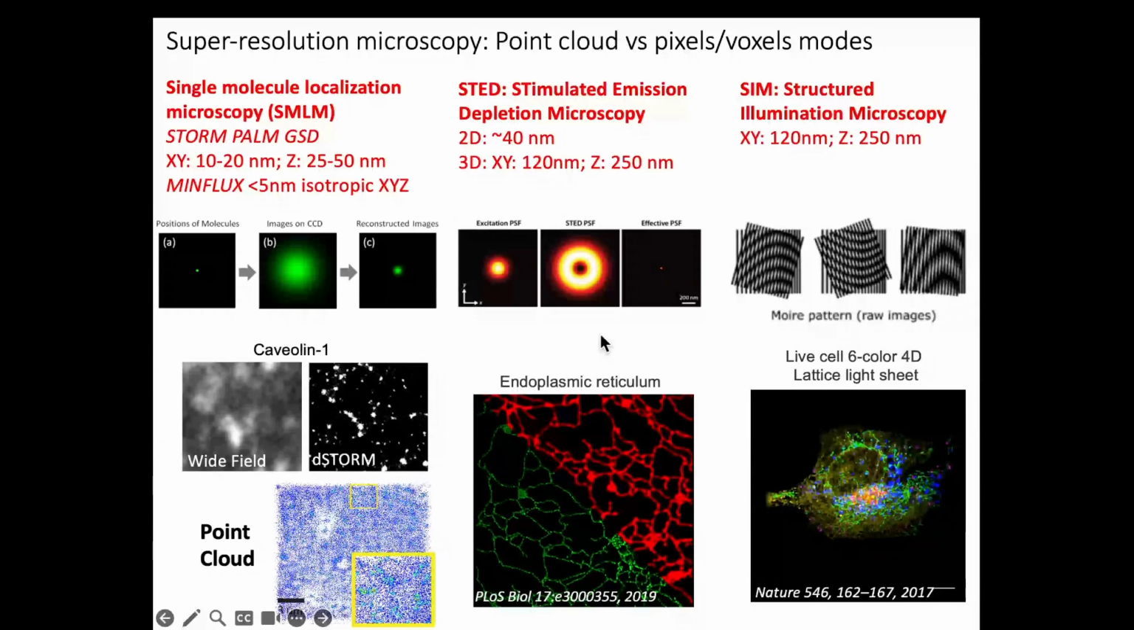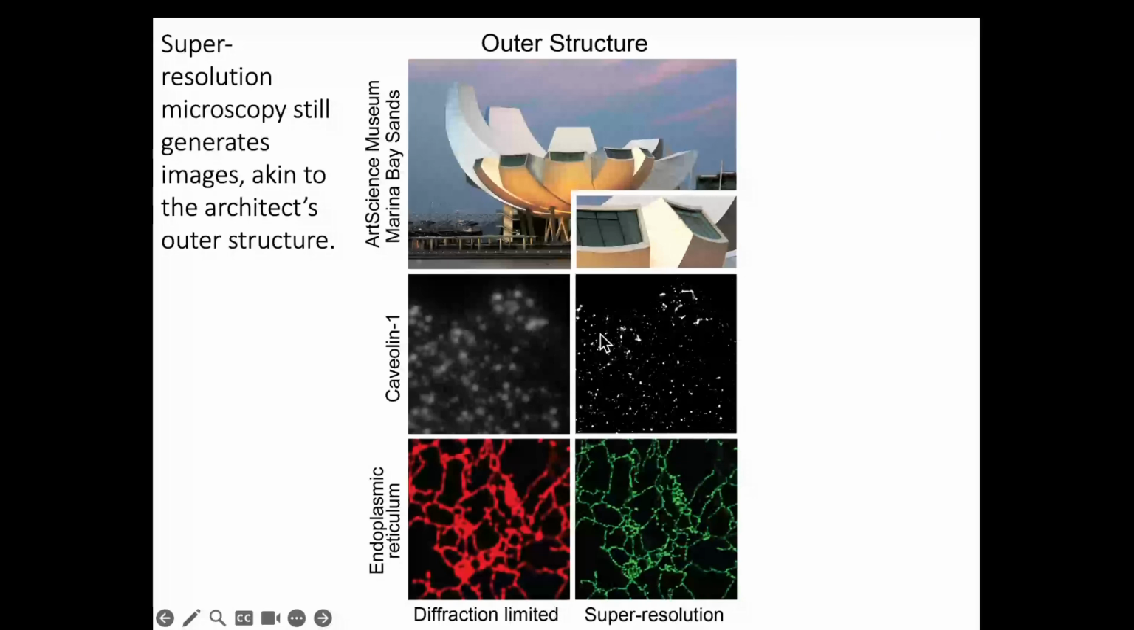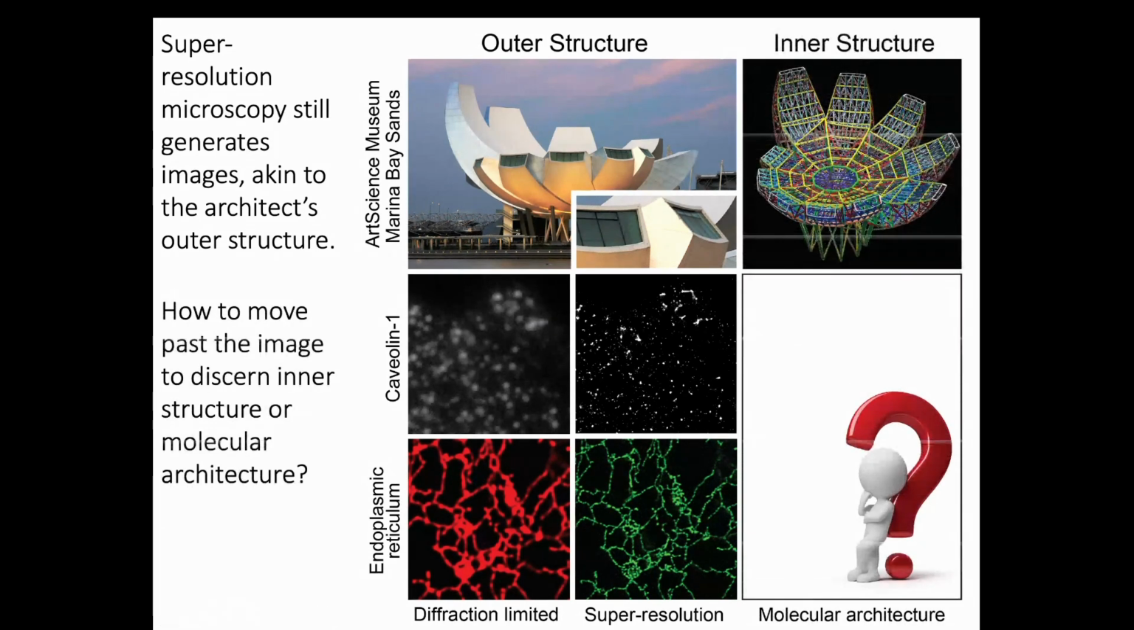So this is great. Super resolution microscopy still generates really nice images, but I would say what they're really doing is just taking the outer structure of a building and seeing higher detail of some features or some parts of the building so that you can get a better image. What we really want as biologists is to know what's the inner structure, what's the design of the building. And the question is, how do we move past the image to get the inner structure or molecular architecture?